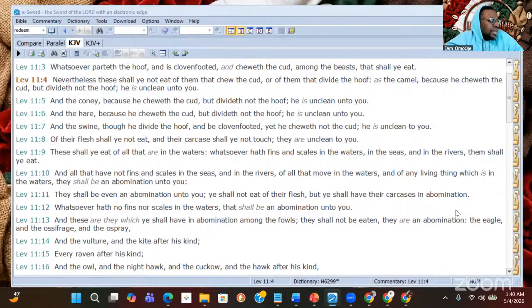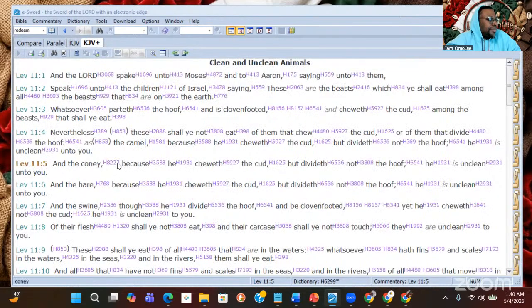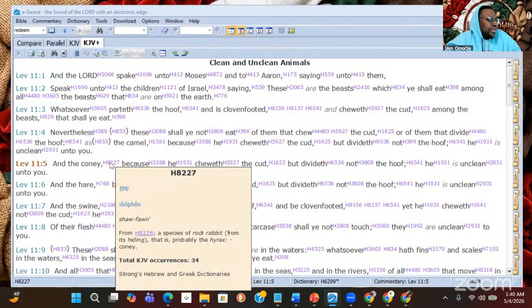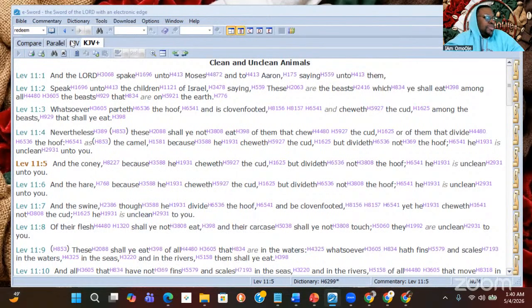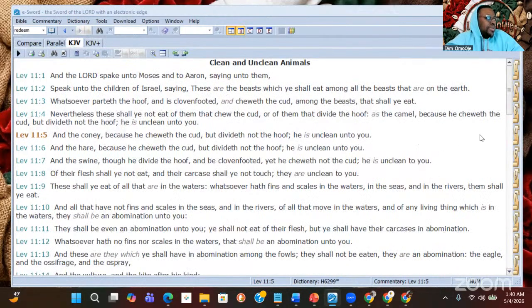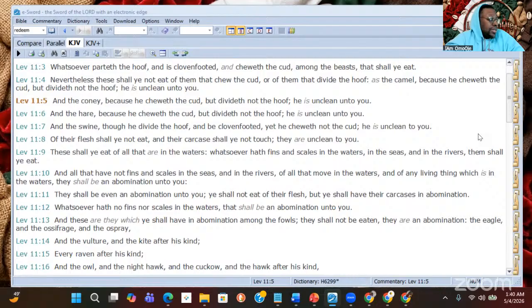And the coney, because he cheweth the cud, but divideth not the hoof. Shaphan, rock rabbit, special species of rock rabbit. And the coney, because he cheweth the cud, but divideth not the hoof, he is unclean to you. And the hare, because he cheweth the cud, but divideth not the hoof, he is unclean to you.